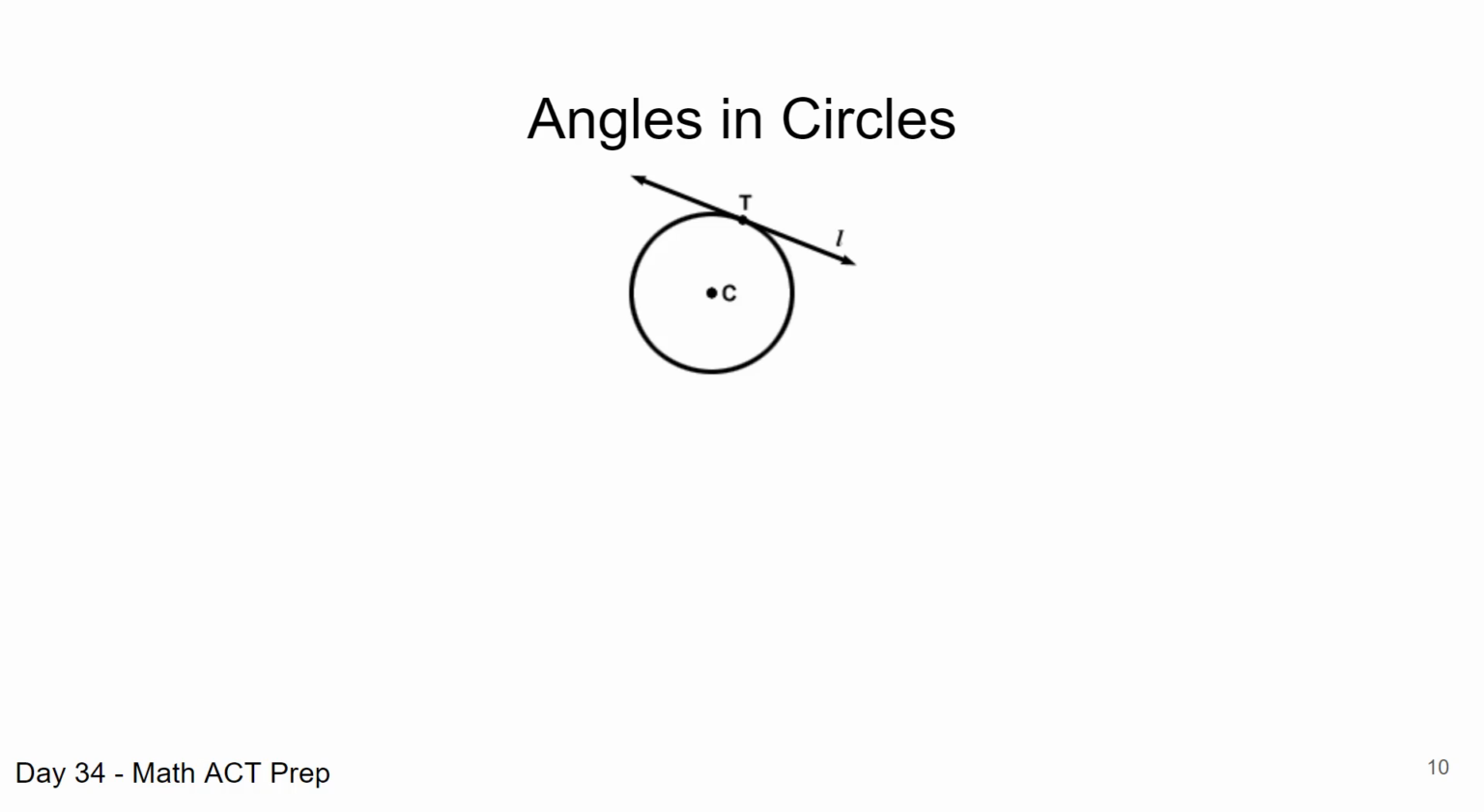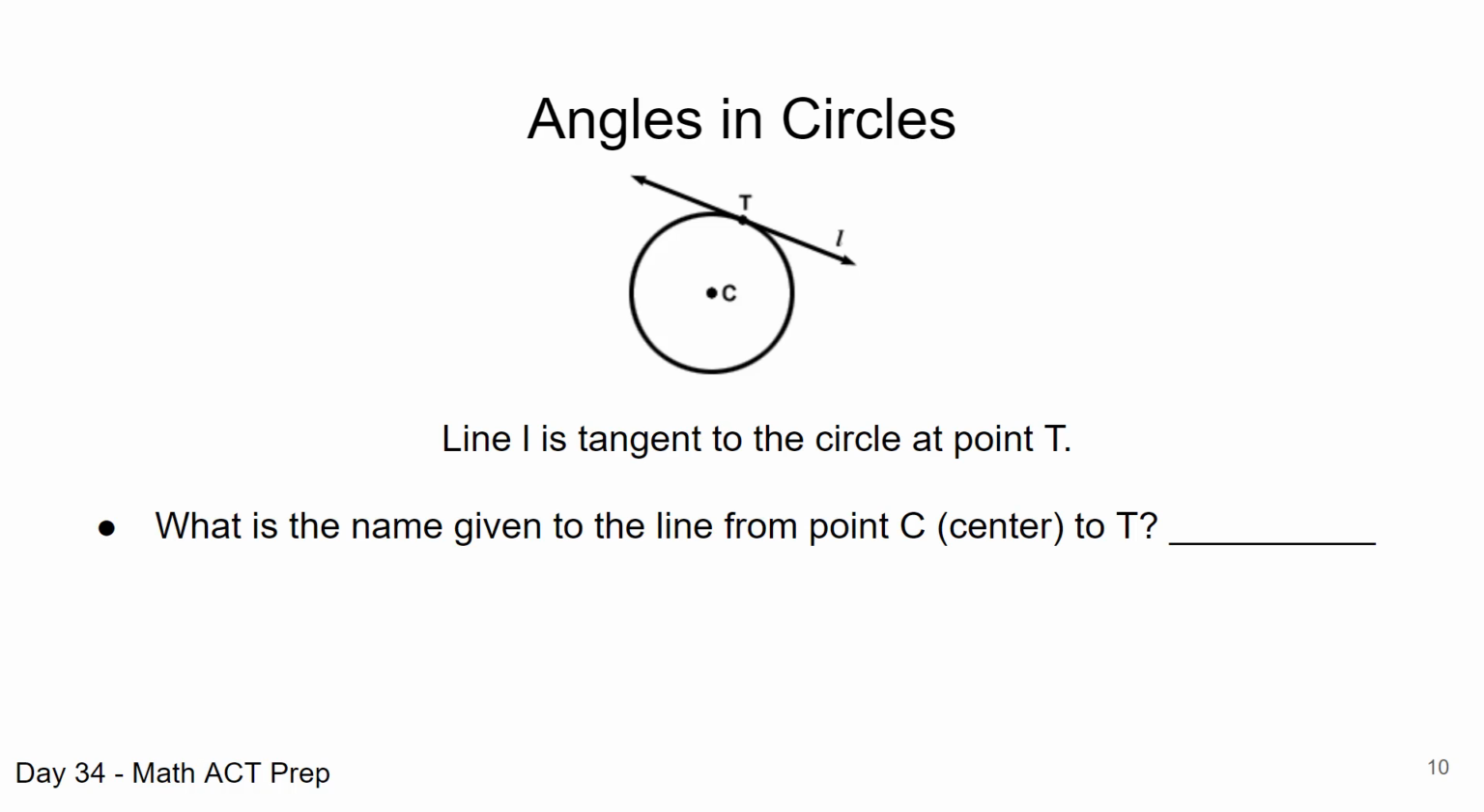Now another thing about angles and circles, let's just do a reminder here. If we look at line L, we say that it is tangent to the circle at point T. Now this word tangent here is a different use of when we're talking about it in a trigonometric function as sine, cosine, and tangent. Here, line L is tangent means that this line touches this circle at one point, and it is at the point T.